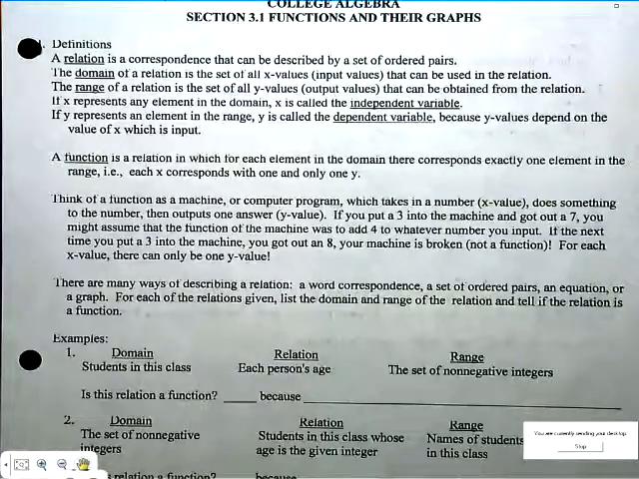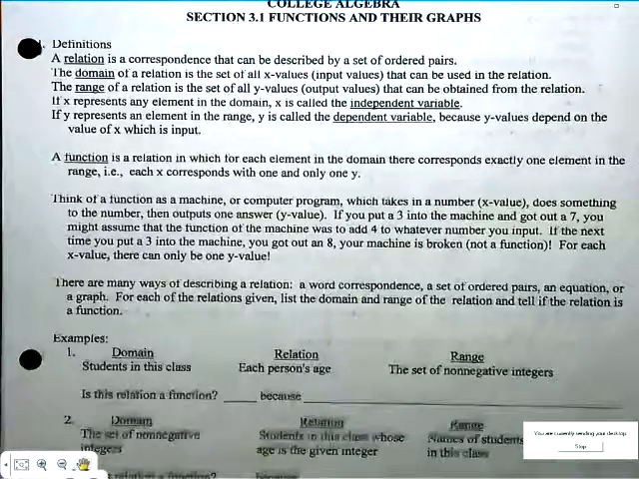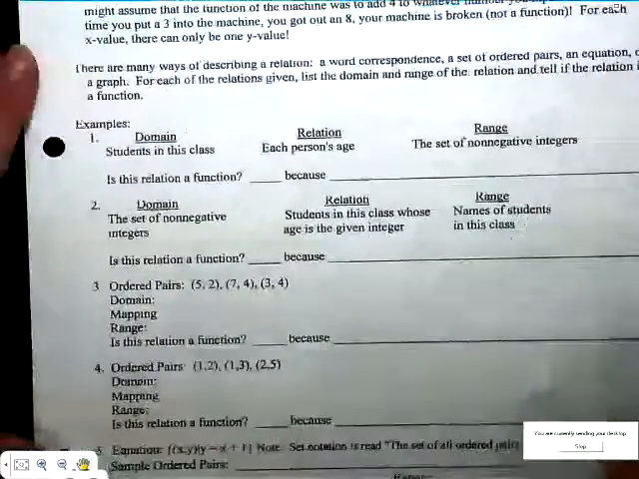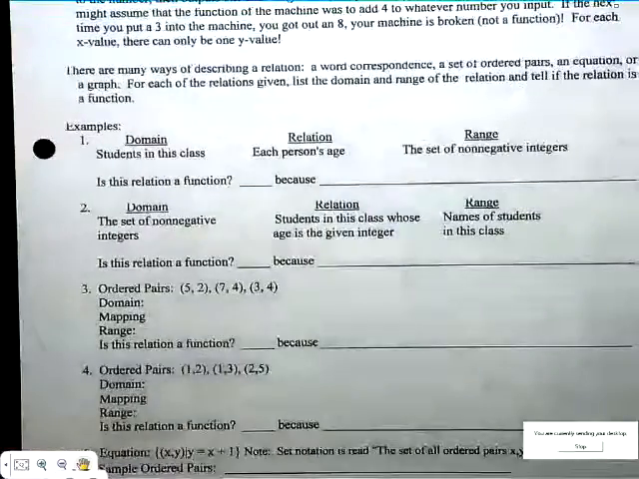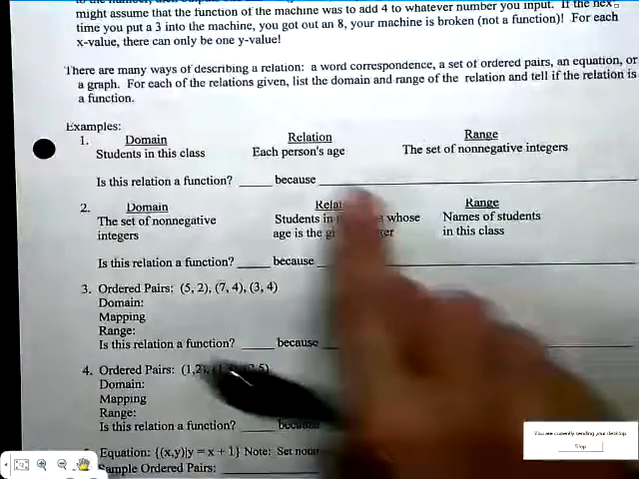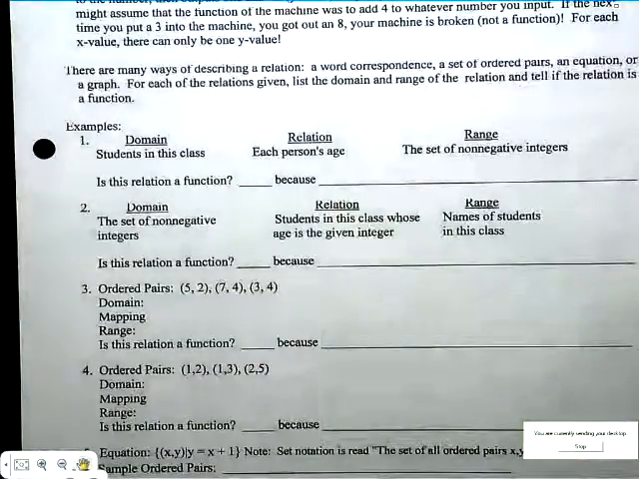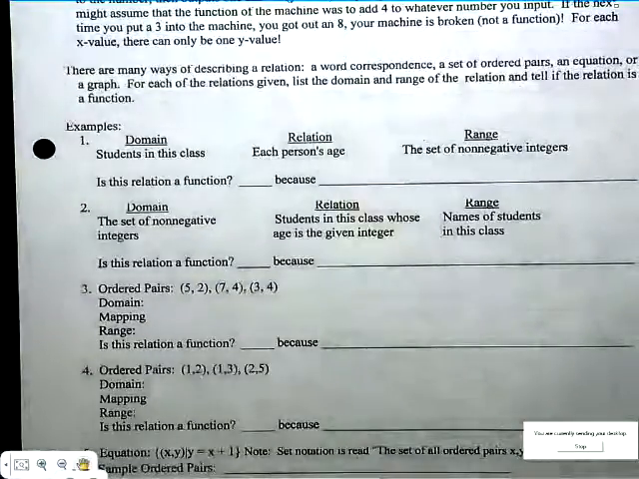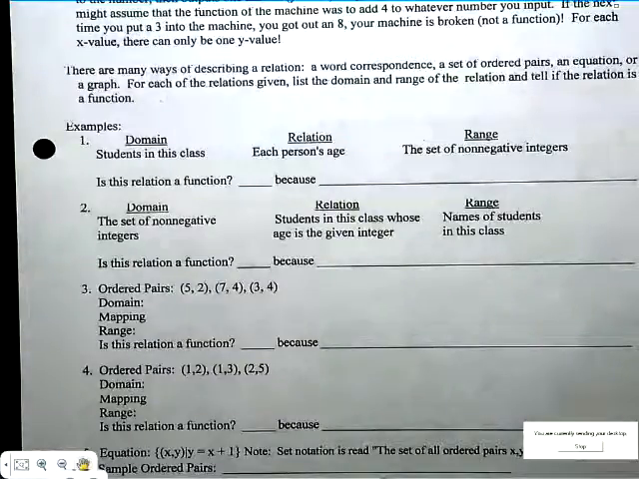All right, let's look at these examples. Number 1, if the domain is the set of students in this class, I have all of you write your name down on a piece of paper and put it in a hat. And then, no, don't write it down. Don't put it in a hat. Forget about that. Domain, set of students in this class, and the range is a set of non-negative integers.